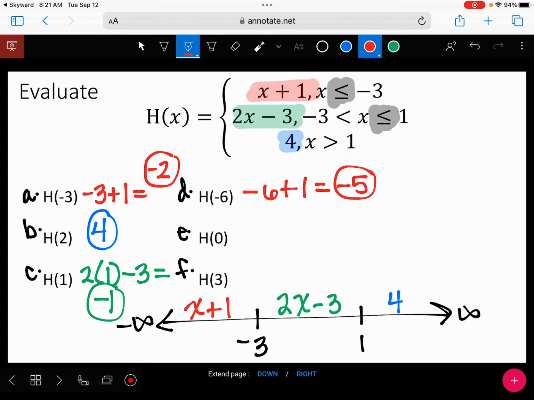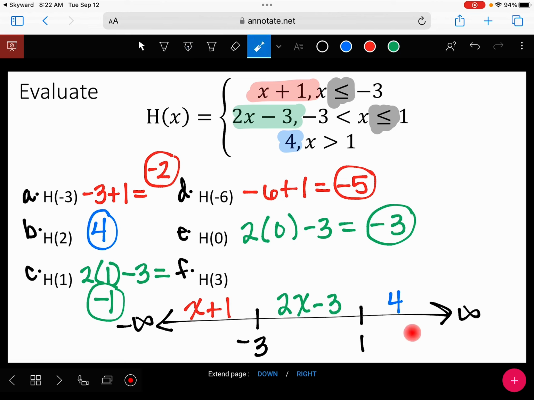Okay, what function would I use for x equals 0? Who says red? Who says green? Who says blue? It is green, because 0 falls between here. So I'm going to put my 0 in this function. So it'll be 2 times 0 minus 3. And then lastly, positive 3. Positive 3 is greater than 1, so it would be over here. So it's on this piece, and that means the answer is just going to be 4.